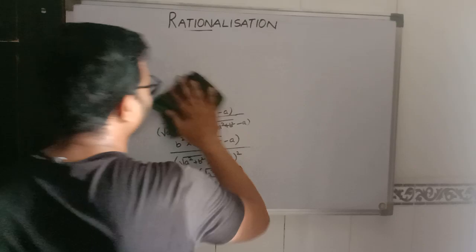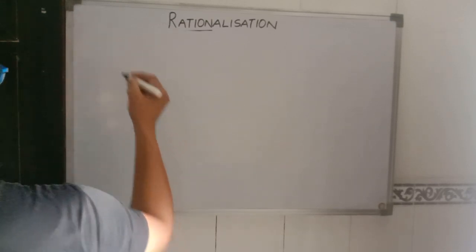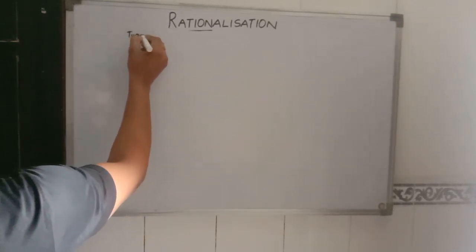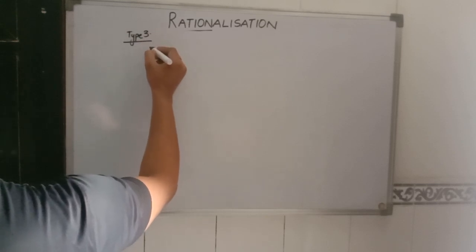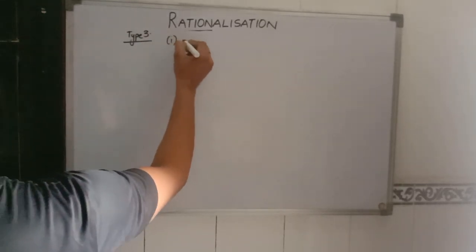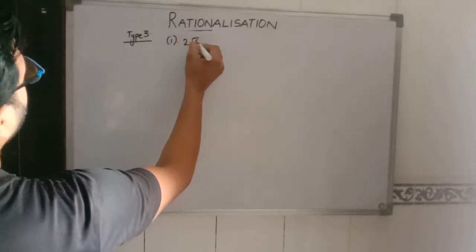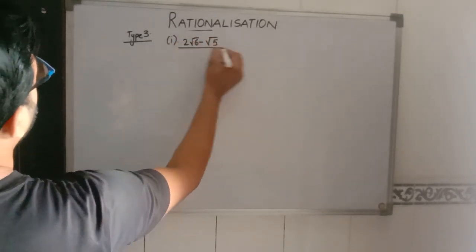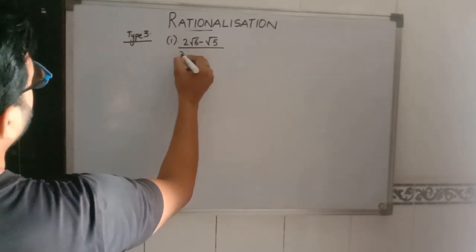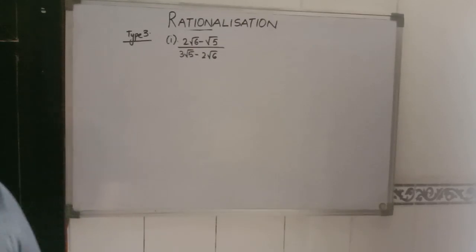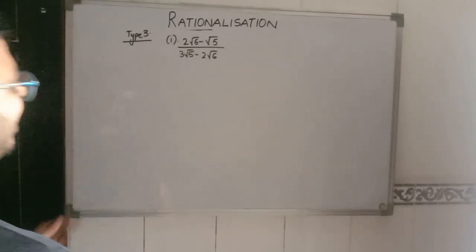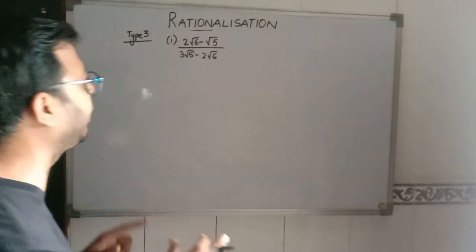Now I am coming to the next type of question, type 3. In type 3 questions, the question can be said to be a little complicated. It is saying 2 root 6 minus root 5 divided by 3 root 5 minus 2 root 6. This is the question. Now you can see that it is a large question, but the concept is the same.